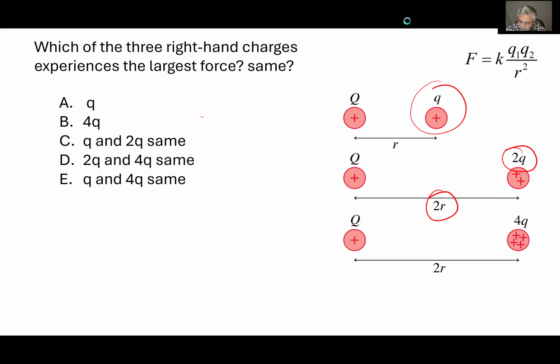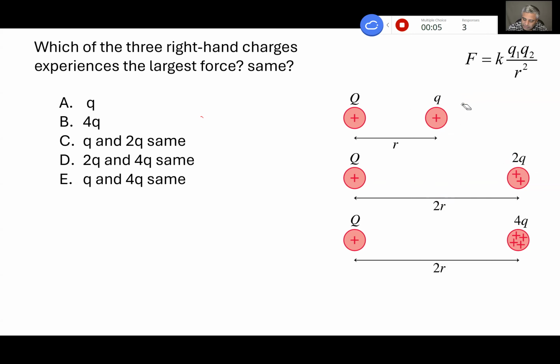Okay, so I'm going to open the poll and you have 2 minutes. If you need, write them down. So for example, force between these two is k, uppercase Q, lowercase q over r squared, and force between these is k, Q, 2Q, and 2r squared, and so on. Okay, and compare.